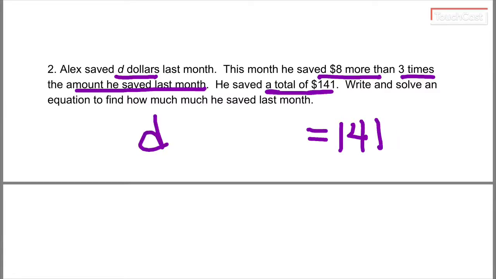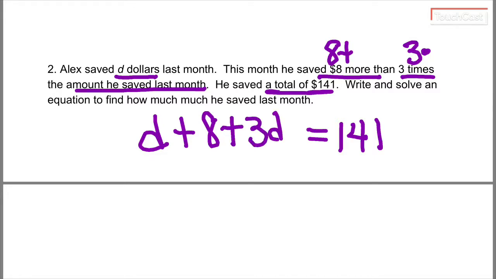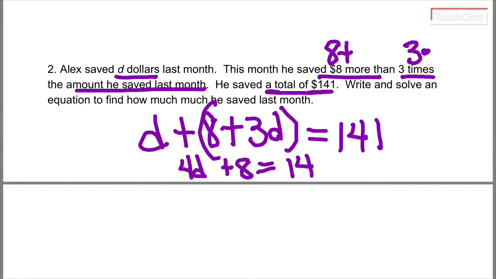He had D dollars last month. This month he saved 8 more. That's 8 plus 3 times the amount he saved last time. So D plus 8 plus 3D, because that's the 3 times more. I'm just putting the parentheses to show last month and then this month. You want to combine your like terms. So D plus 3D is 4D plus 8 equals 141.